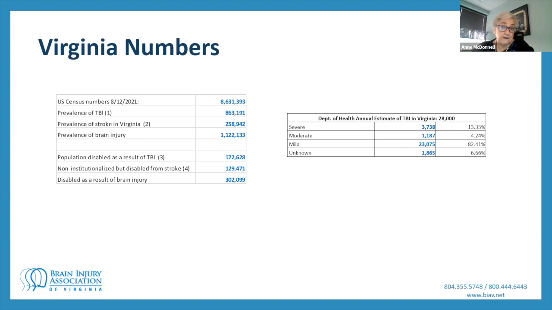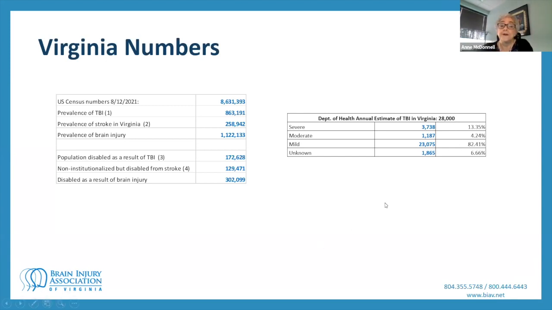Estimates state that about 2% of the general population are disabled as a result of brain injury, and that equals about 172,000. We know that about 130,000 folks in Virginia are disabled, but not in an institution, because of their stroke. So we've got about 302,000 Virginians living in the community as a result of brain injury or stroke.